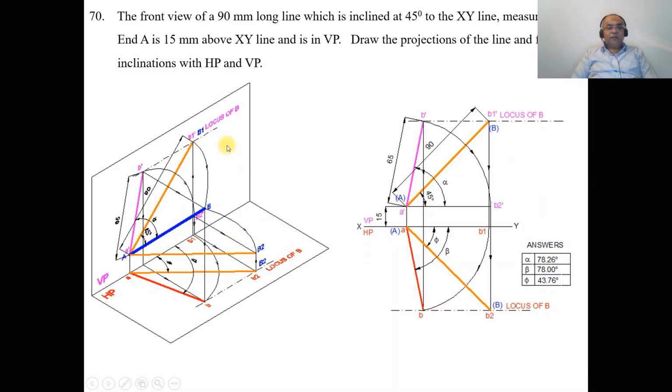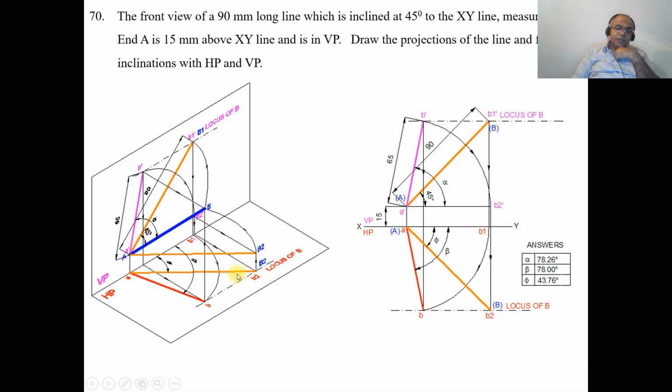So obviously when you look from the front view, that projection has been shown from here to here. And when you look from the top view, that projection is shown from here to here, so that it cuts the locus of B in the top view. And you mark this point as B2.